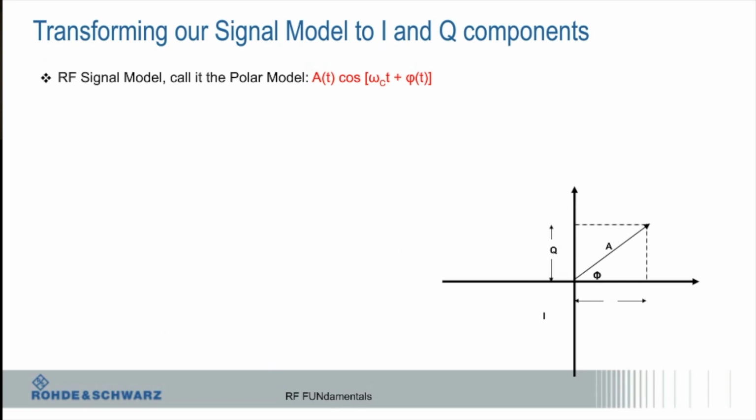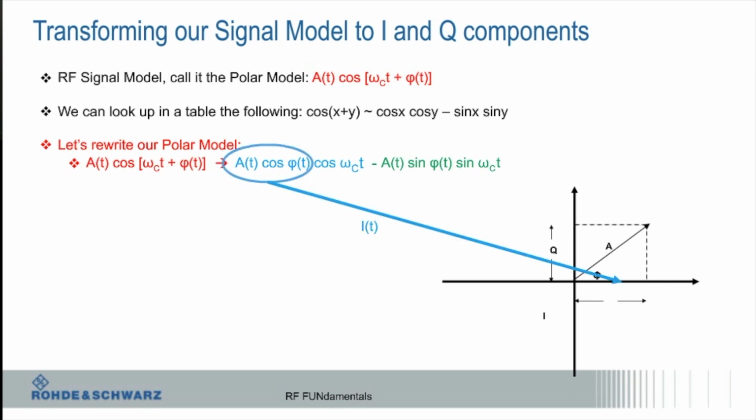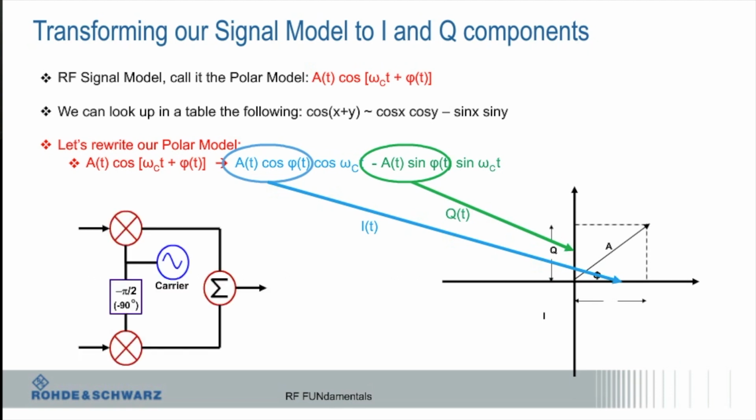So we're going to start out with what we call a quadrature signal, transforming our signal model to I and Q components. Basically, we have some sine wave, which is a vector. You can look up in a table to take these identities, and we can get the horizontal or x component and the y component. But how do I design this to make that vector? So that vector has an x component and a y component.